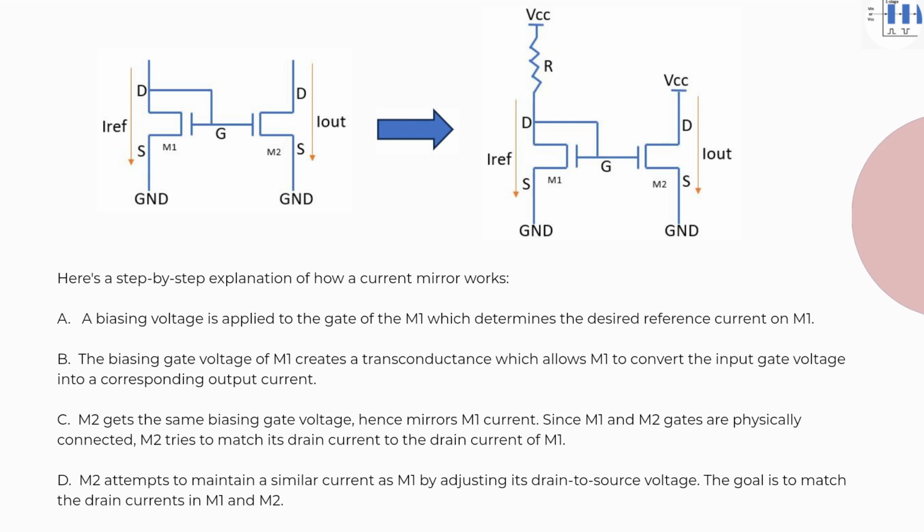C. M2 gets the same biasing gate voltage, hence mirrors the M1 current. Since M1 and M2 gates are physically connected, M2 tries to match its drain current to the drain current of M1. D. M2 attempts to maintain a similar current as M1 by adjusting its drain to source voltage. The goal is to match the drain currents in M1 and M2.